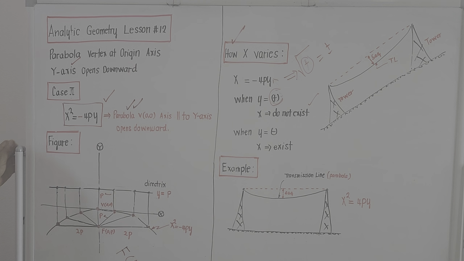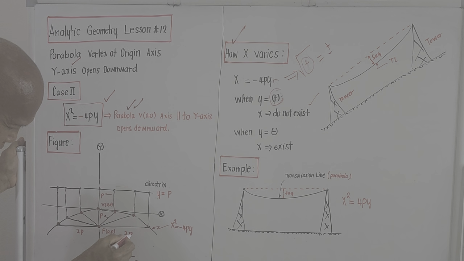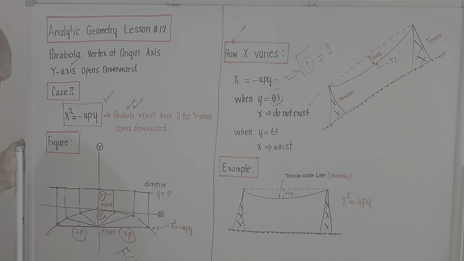For the length of the lateral recta, the latus rectum, this one. From this point here to the focus, it's 2p, and from the focus to the other end of the lateral recta is also 2p. So this value here is 2p, and this value is 2p. This is p, and this is p. Oh, I think that's the only important thing in here. At least you know where the value p is coming from, and where the value 2p also emanates.